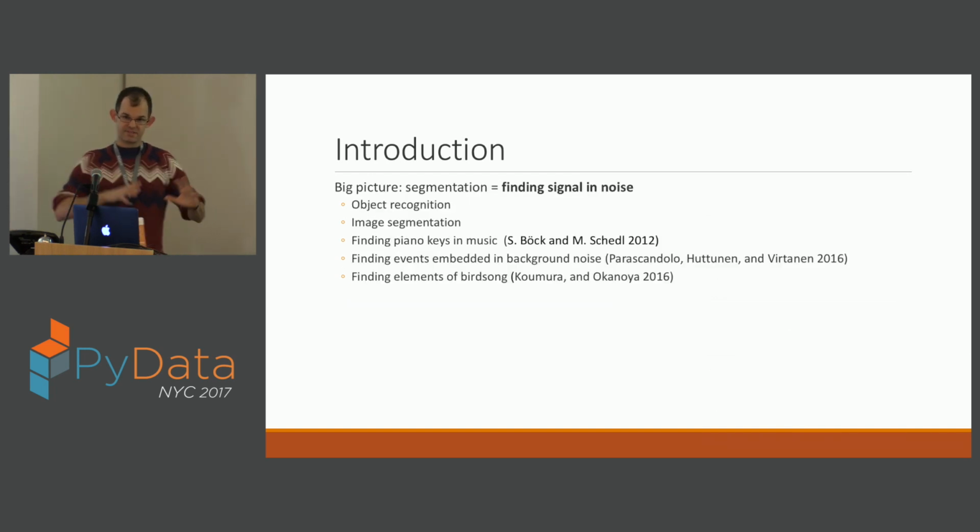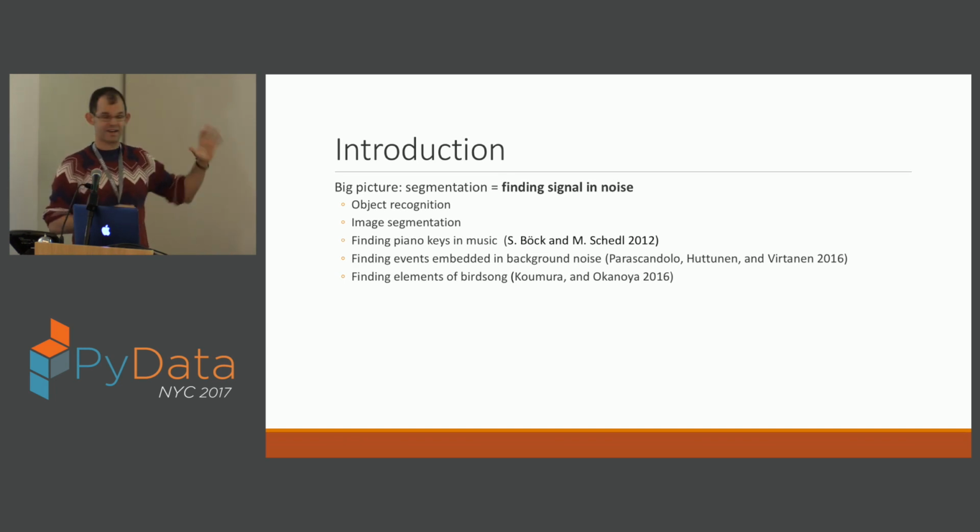Okay, so stepping back, segmentation writ large is about finding signal in noise, right? Again, as a lot of us probably know, there's been a ton of work done on object recognition. So can I find a bounding box for some object in my image? Or can I segment the image so that every pixel belongs to one class or another?